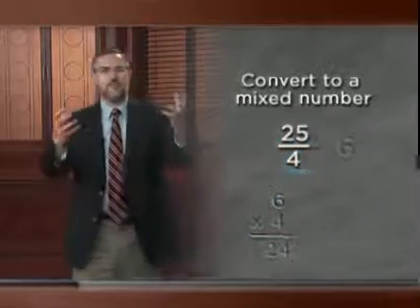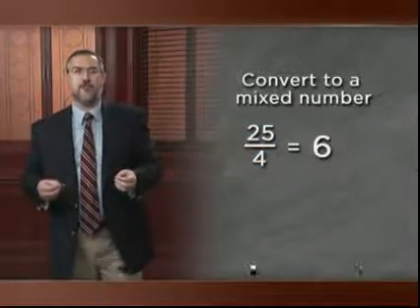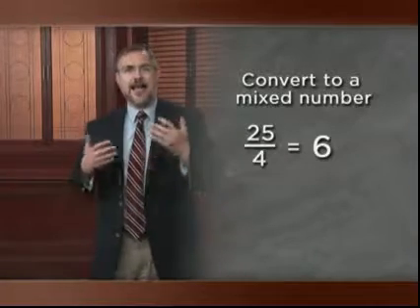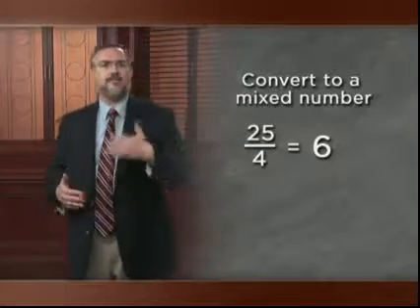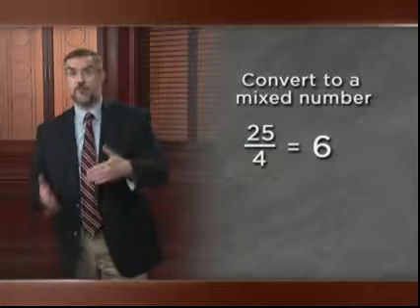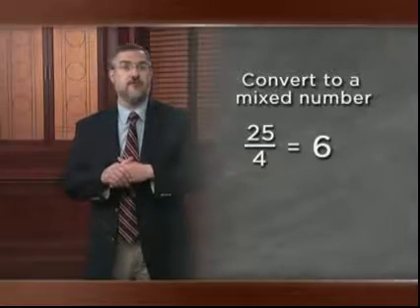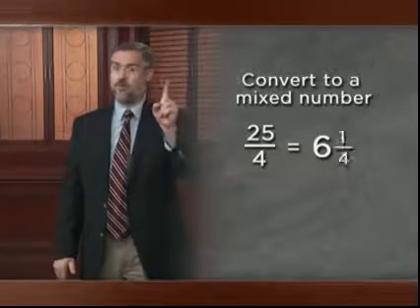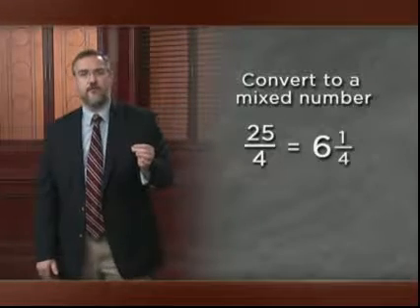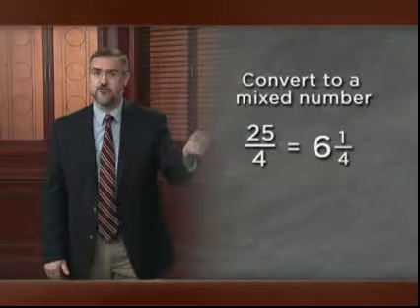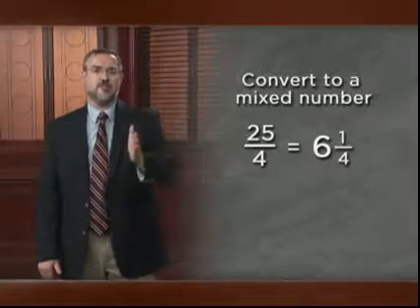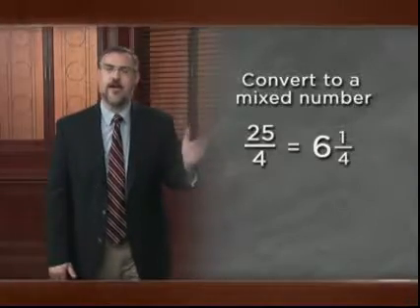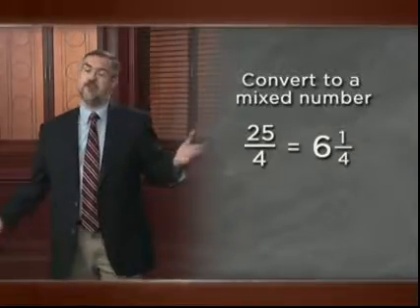So we can actually pull out a 6 from the 25 over 4, and how much of the numerator is left after taking out that 6? Which is like taking 24 out of 25? Well, just 1. So 25 over 4, which is an improper fraction, is the same as 6 1/4 as a mixed number. And there you have it.